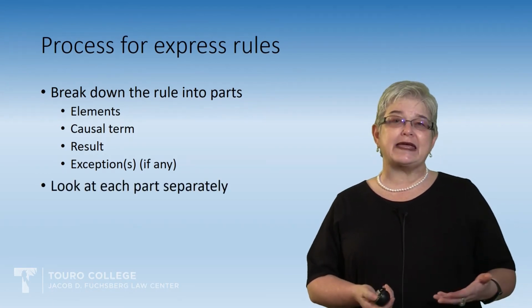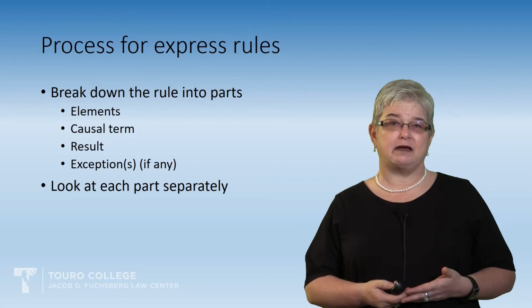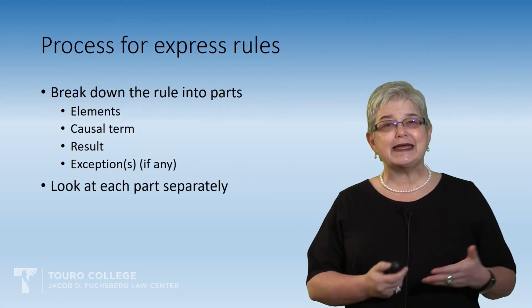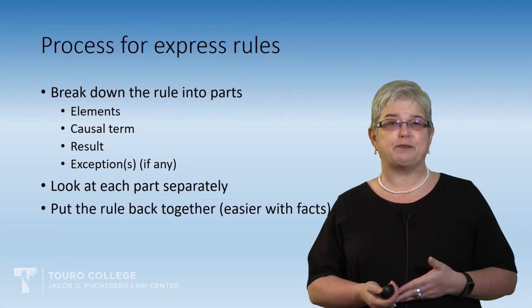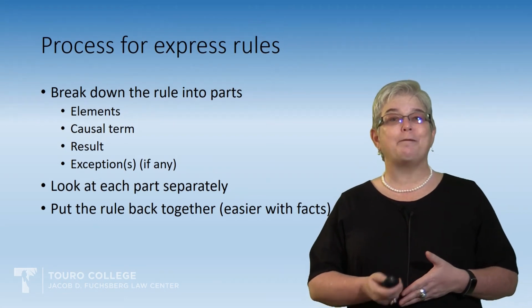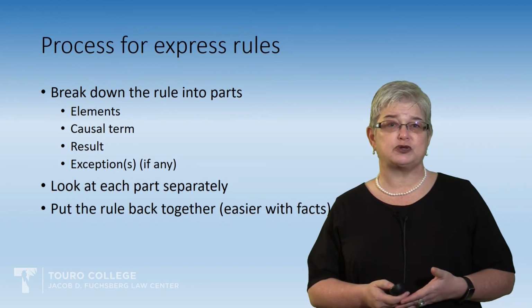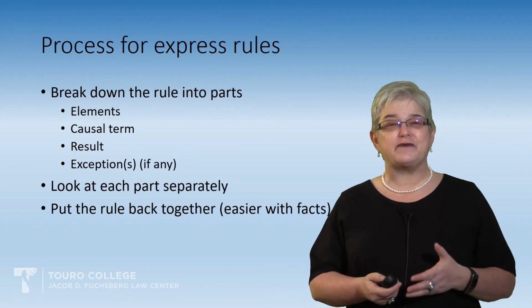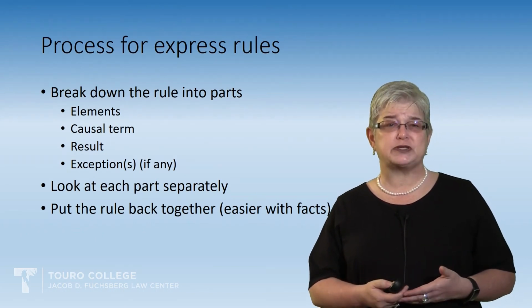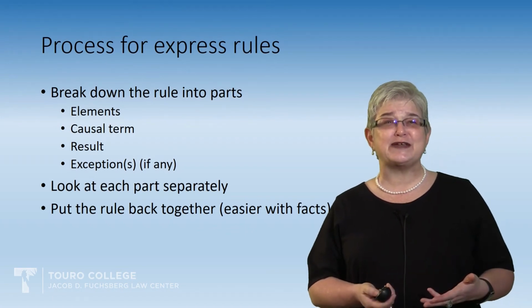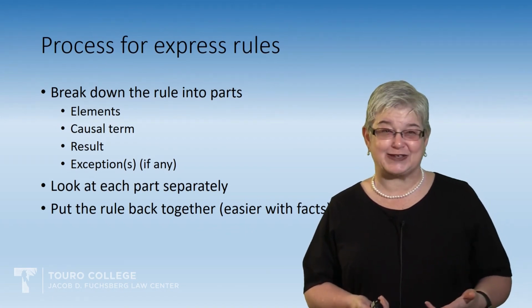And then you're going to look at each part separately. Once you've broken it down into its component parts, you're going to take each part and analyze that separately. Then you're going to put the rule back together in a way that makes sense to work with it with a particular set of facts. Now, obviously, if you're putting the rule back together to work with a particular set of facts, that becomes significantly easier if you have a set of facts to work with.